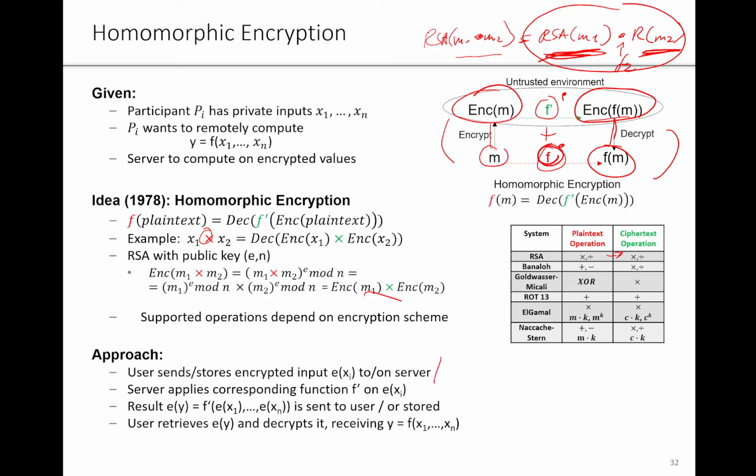And the idea is, first the user encrypts his data locally. Then he sends this data to the server. The server applies the corresponding function on the encrypted value, and the result is then sent back to the user. The user then retrieves the data, decrypts it, and has the result. So basically, you send your encrypted data somewhere, it's computed, you get the result back, and then you can decrypt it, and the server did not learn what it did the computation on.